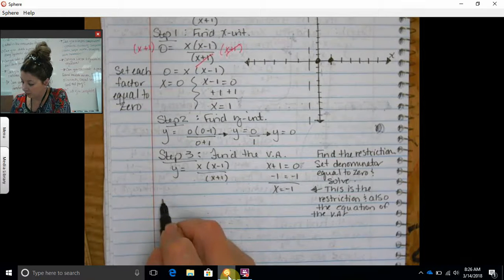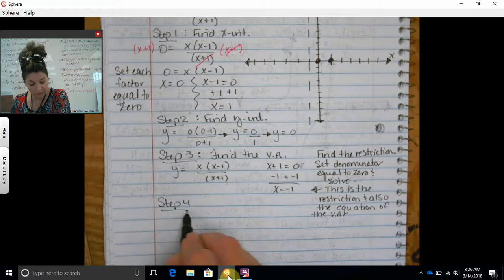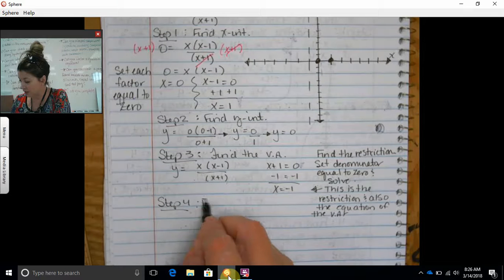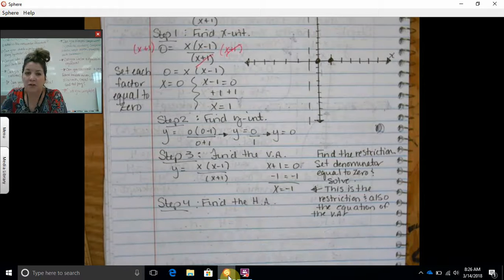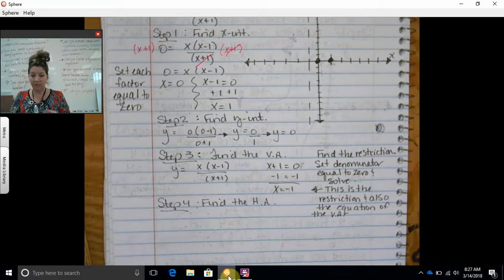Step 4, I have to find the horizontal asymptote. And remember, the horizontal asymptote is where you look at the degrees compared to the numerator compared to the denominator. How many degrees are in our numerator? 2. How many are in the denominator? 1. So if we go back and look at the steps for horizontal asymptote, page 148, determine if you have a horizontal asymptote. The graph of a rational function can have no more than one horizontal asymptote.